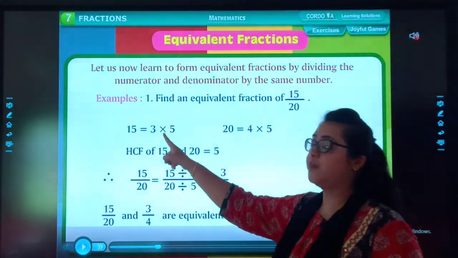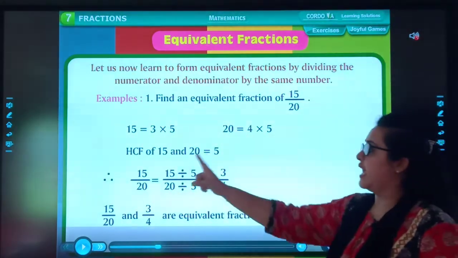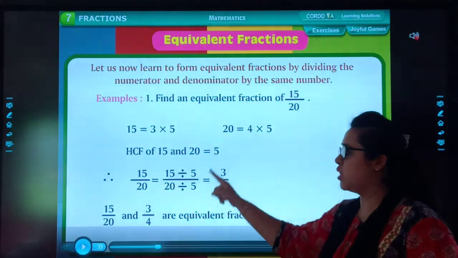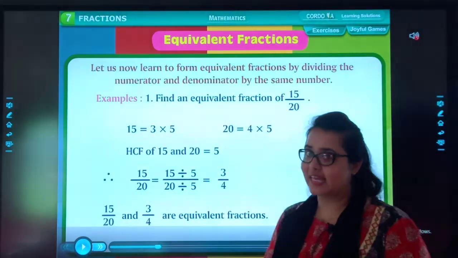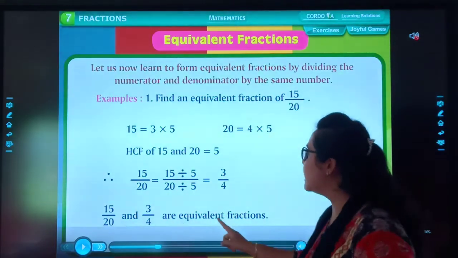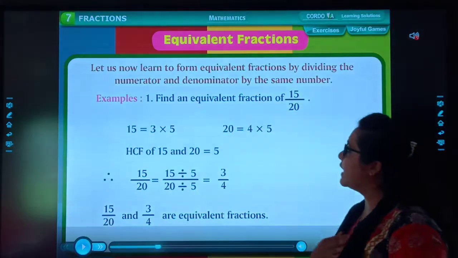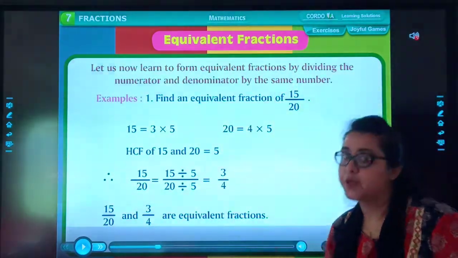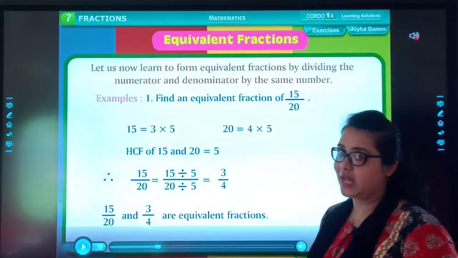See, 15 will become 3 5s are, 20 will become 4 5s are. HCF of 15 and 20 is 5. So I will divide these two numbers by 5 and I will be getting 3/4. So from here I can say that 15/20 and 3/4 are equivalent fractions. Okay, it's so easy ना? What I did? मुझे जो क्वेश्चन था मैंने उसको डिवाइड करके उसको रिड्यूस कर दिया, उसको कम करके मैं इक्विवेलेंट फ्रैक्शंस का मैंने फॉर्म बना लिया.